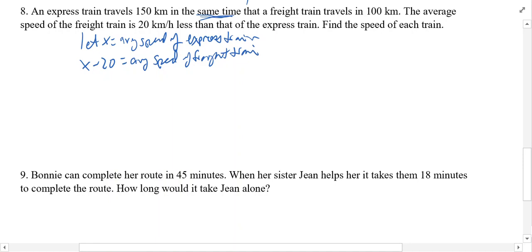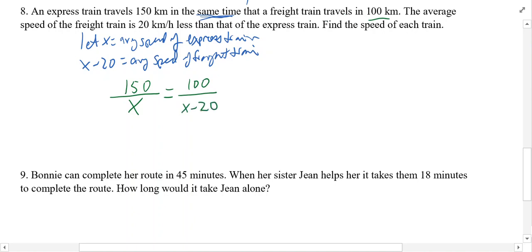So we're going to say distance over rate is going to equal the distance over the rate. So let's start with the express train. So we know the express train goes 150 kilometers. That's the distance, but we don't know the rate. That's x. But since it's the same time, so they're going to equal, the other one, the freight train, travels 100 kilometers. So they're 100 kilometers, but their average speed is x minus 20.